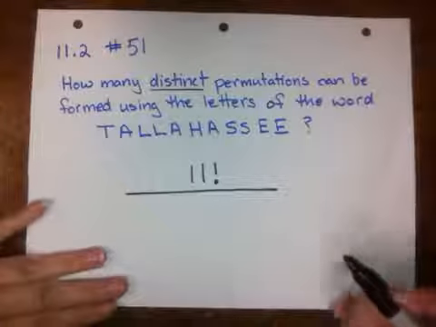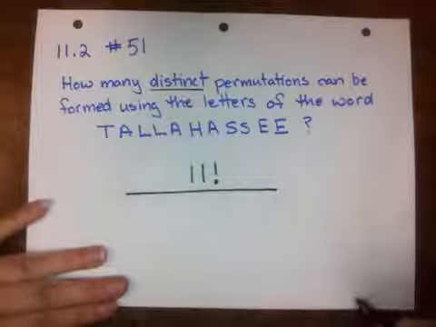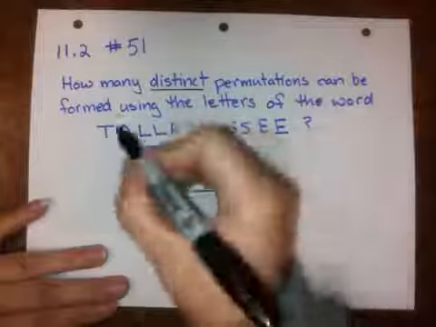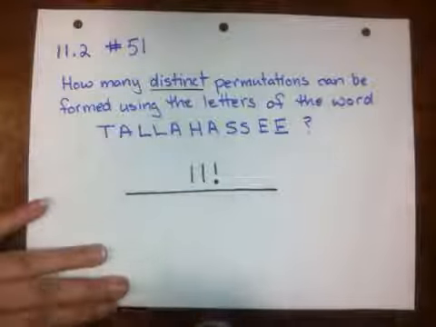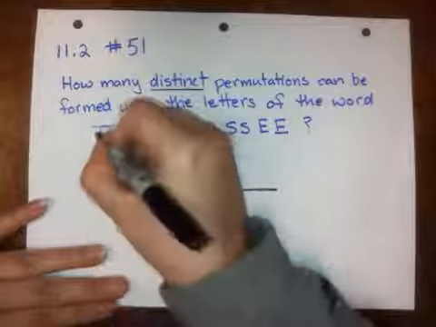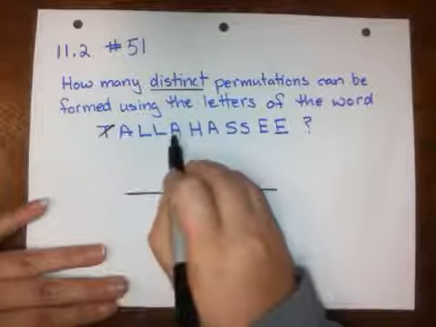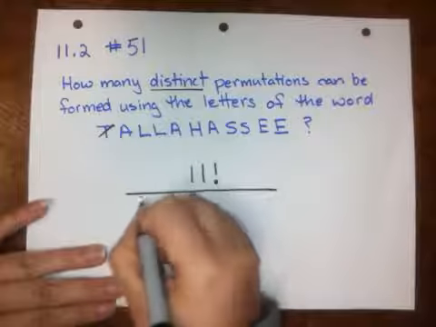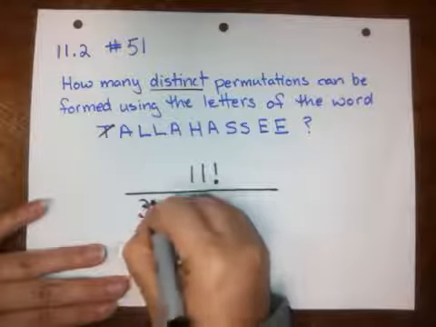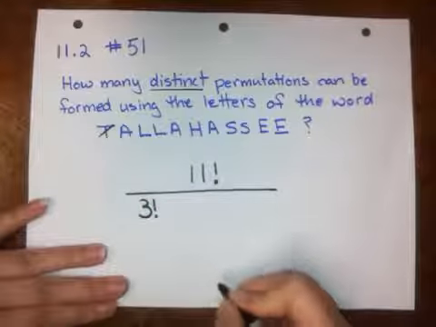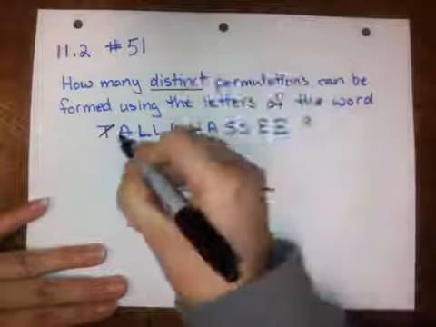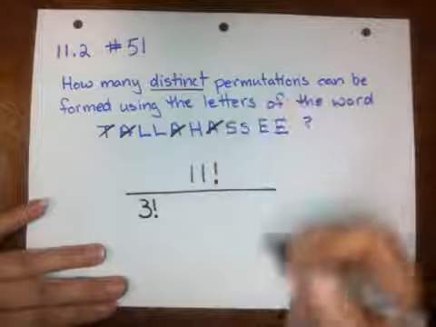So we need to go through and find any letter that shows up more than once in the word. And what I'll do is I'll just cross off each of the letters as I deal with them. So T only shows up once. I don't have to worry about that. A, I have 1, 2, 3 A's, so I'm going to put a 3 factorial in my denominator to account for those 3 A's. Cross them out so that I know that I've dealt with them.